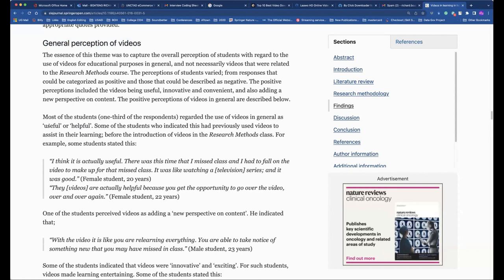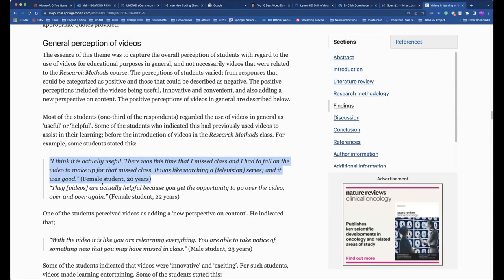So if you look at it, you ask, how did I arrive at that? So you show that some of the students who indicated this had previously used videos to assist in their learning before, in the introduction of videos in the research methods class, for example. So these two quotes are coming from these particular people. Now look at something. In here too, there are quotes. A female student is a label too. Well, I could have written Ajua. Ajua will not tell you anything, but a female student tells you a lot.